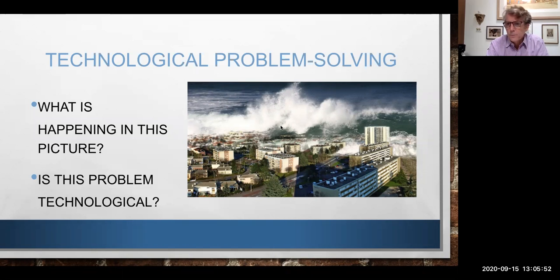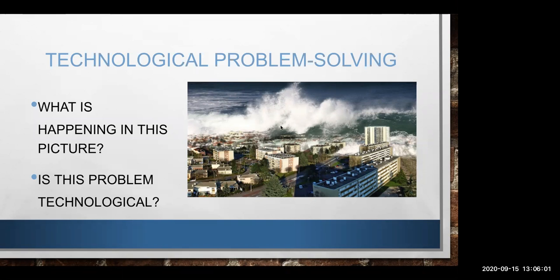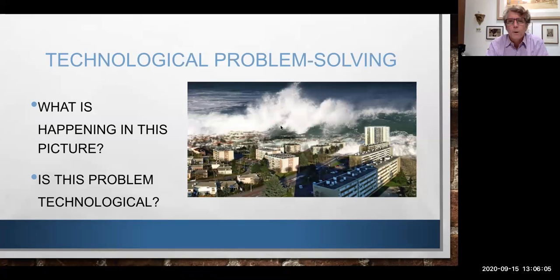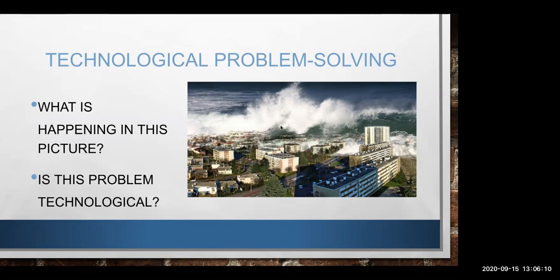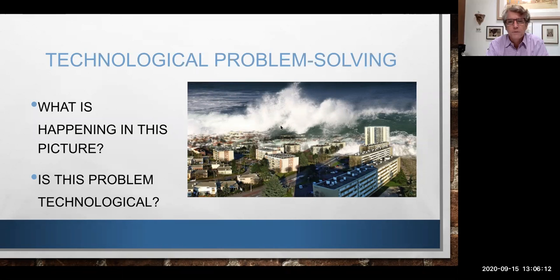Is it a technological problem? Come on, be brave. It's 50-50. I feel like it's a natural problem. Okay, because it's out of our control. So I was going to say, for our purposes, we're going to call this a natural problem. That this is a tsunami that was triggered by an earthquake off the coast. I'm guessing this might be Japan. Doesn't particularly look like Thailand.